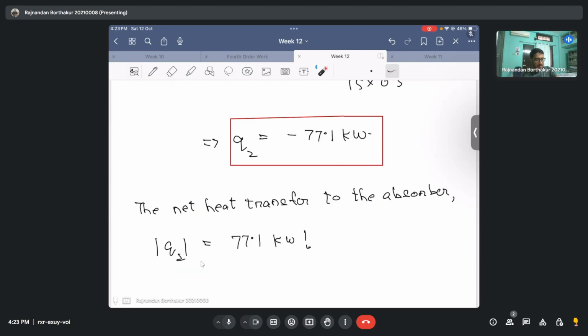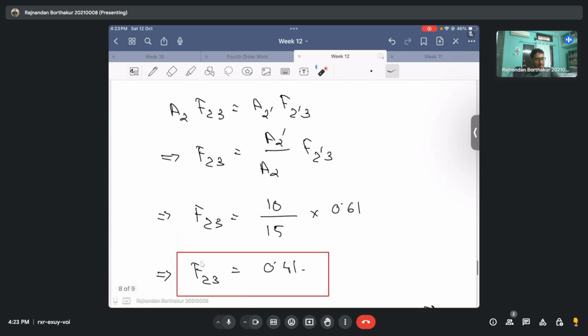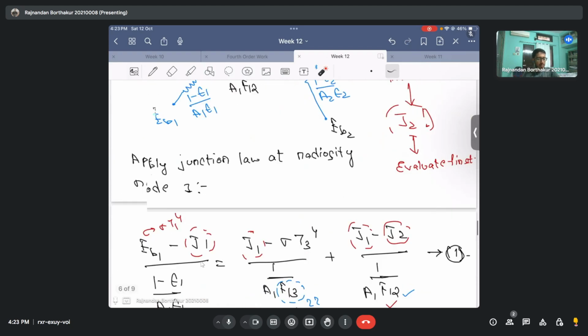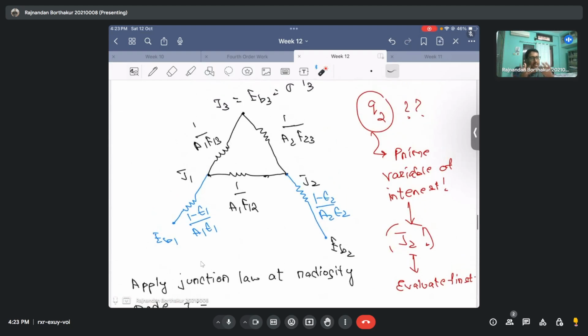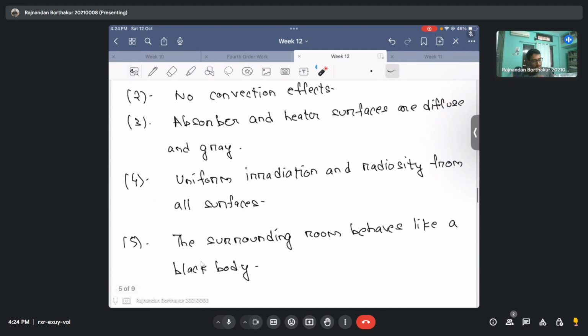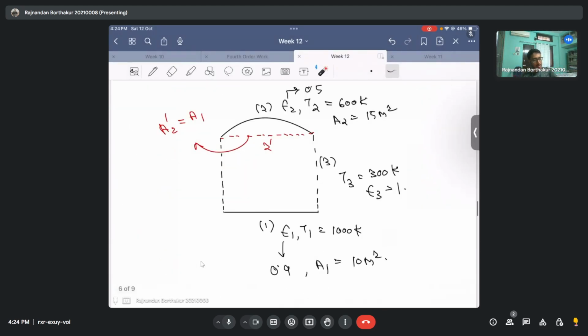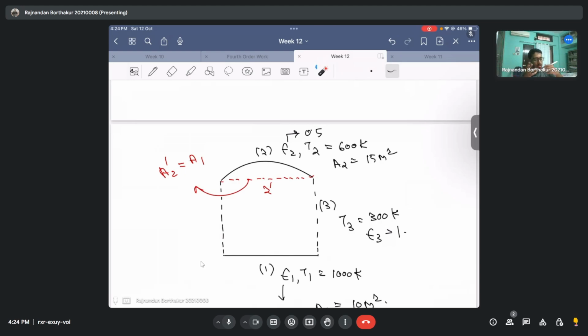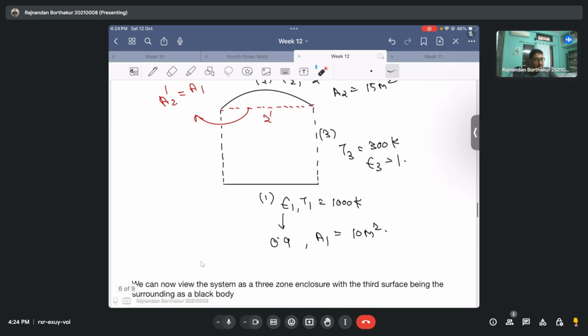Okay, so I understand this is a little bit of an involved problem, but it's a good problem, because what we did is we essentially reformulated a realistic physical problem into a 3-zone enclosure. We did three prime things here that you need to understand. First, we assumed that the surrounding room behaves like a black body, and that the radiosity of the room is equal to its emissive power. Second, since we assumed it as a black body, we could do the analysis using a three-zone enclosure that we just saw.